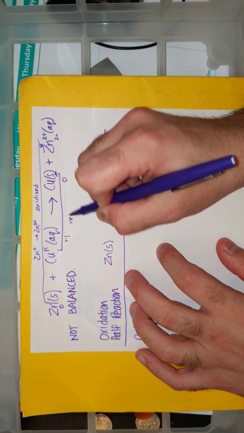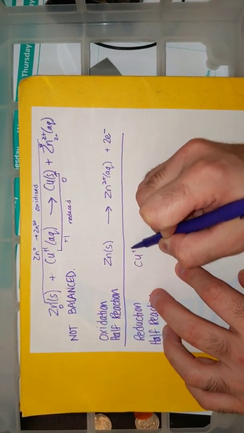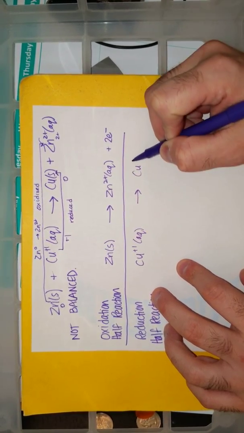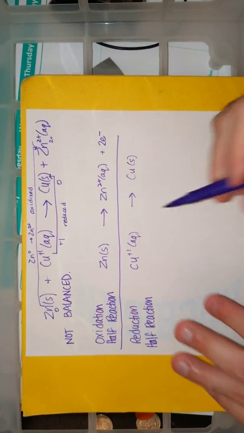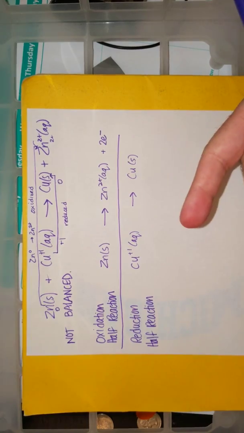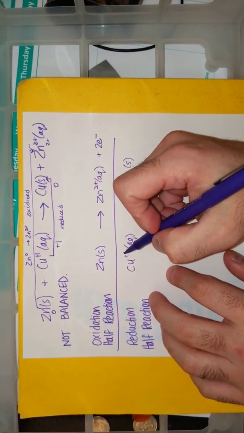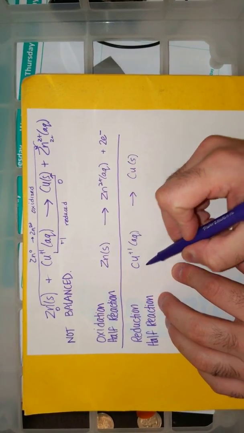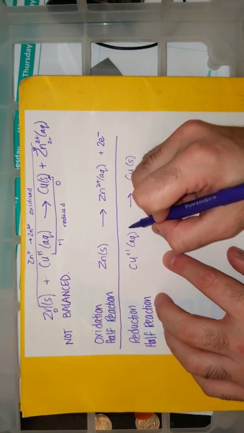And then for copper, I go from copper plus 1 to 0. This is becoming reduced. So I'll do copper plus 1 aqueous to copper 0 solid. This is my half reaction, and if I want to balance the charge, remember, next to the charge you put the electrons, so that could be a trick. So my copper plus 1, I'm going to have 1 electron next to it.